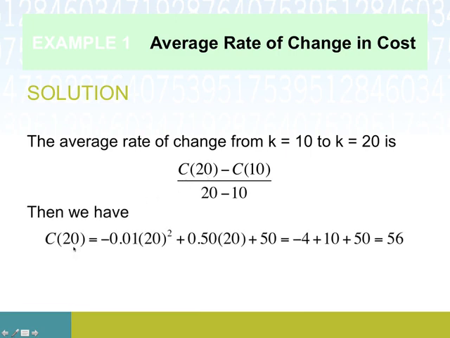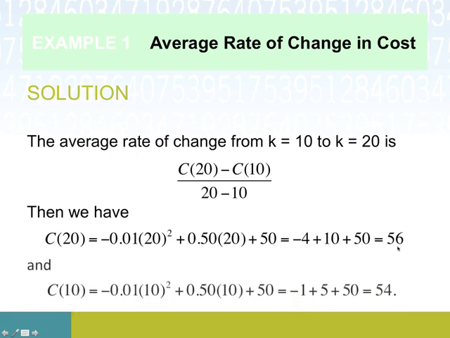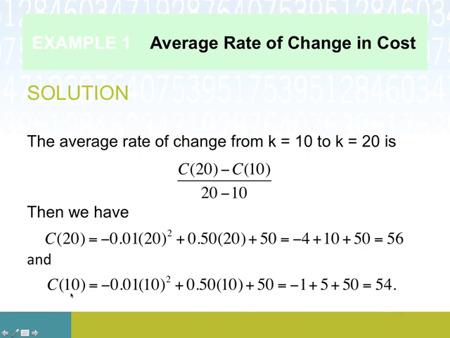So C of 20, first off, we go back to our formula and replace all of the K's with 20's. There were two spots where we saw K. And then either do some mental math here, it's actually not too bad, or have a calculator, Wolfram Alpha, etc. help us out. But we come up with a cost of $56. And then this is the cost to produce 10.